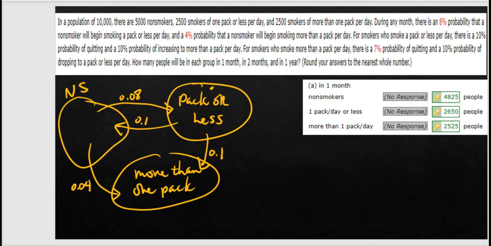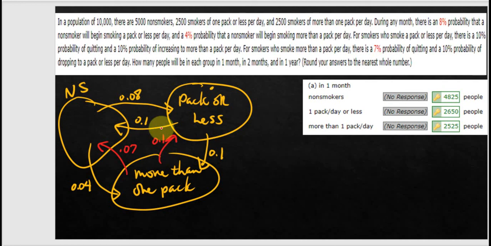Let's see, did I label that right? Yeah. 7% probability that these people who smoke more than one pack may quit. Good. 0.07. And then a 10% probability that they may drop down to a pack or less. So it's 0.1. Now let's see if we can build.